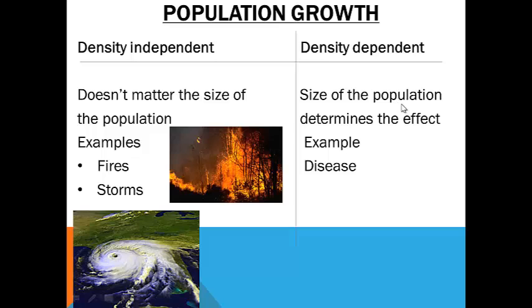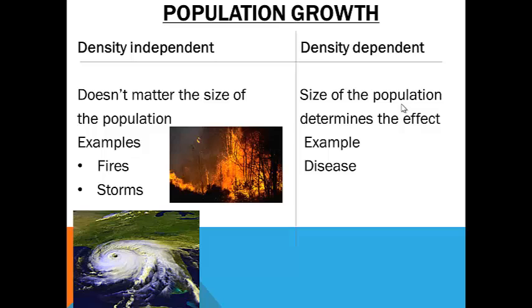Now, on the other side, things that depend on the population, that's density dependent. So the size of the population determines the effect. Example, if there's a disease. So if there's some kind of disease in a small population, then it could really affect that whole population because it could pretty much wipe out the whole population if it's too small.